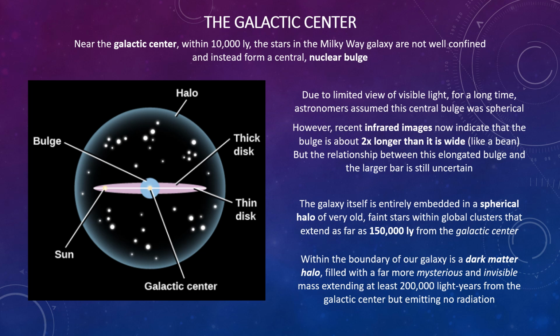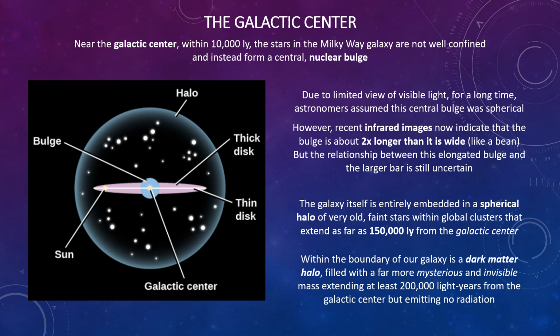Due to the limited view of visible light from all of the gas and dust, for a long time astronomers assumed that this central bulge was spherical in shape. However, recent infrared images now indicate that the bulge is more shaped like a bean. It's about 2 times longer than it is wide. But the exact relationship between this elongated shape and the larger central bar is still uncertain.